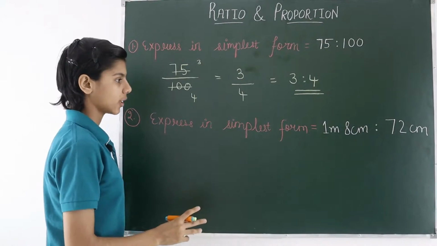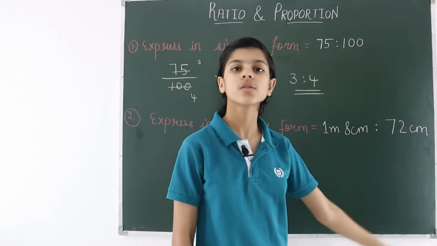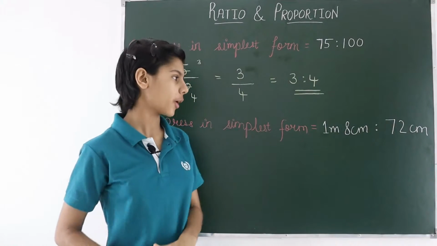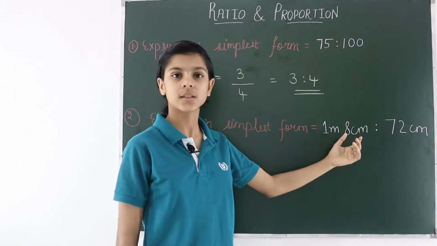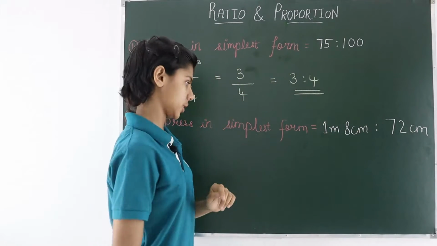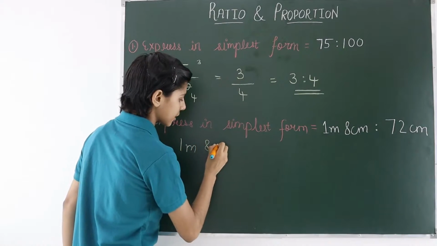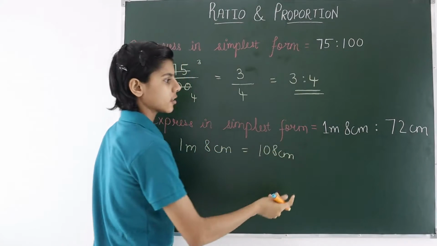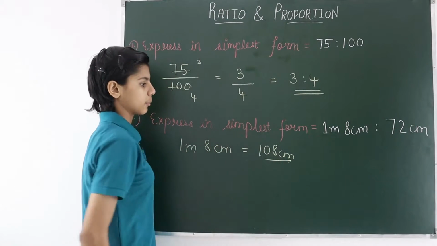Next question also same. Express in simplest form 1 meter 8 centimeter is to 72 centimeter. As I've told you earlier, for comparison of two quantities the units should be same. But here the units are not same. One is meter and centimeter, other is centimeter. So firstly we will convert this into centimeter. 1 meter 8 centimeter is equal to 108 centimeter, as 1 meter is 100 centimeter and plus 8, that will be 108 centimeter.